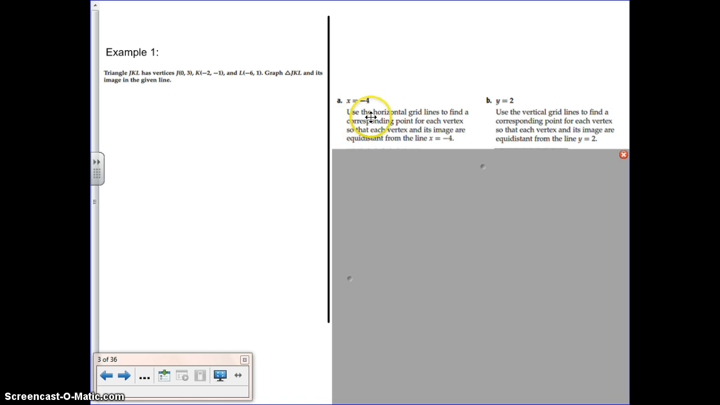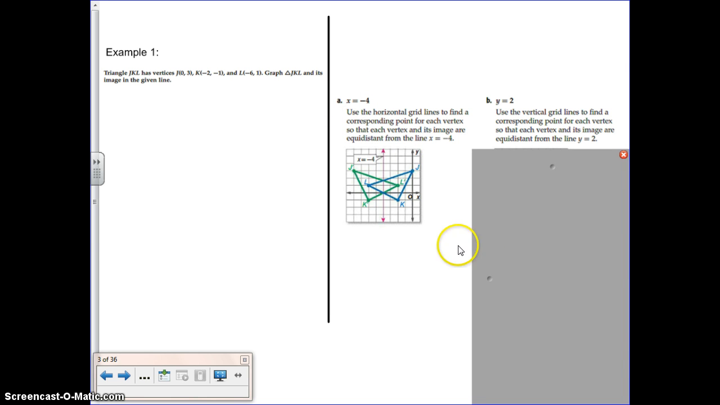For part A, we're going to use the horizontal grid line to find a corresponding point for each vertex so that each vertex and its image are equidistant from the line x equals -4. So what you first plotted, that we call the pre-image, and what you're about to reflect over this line, x equals -4, is the image. Your pre-image we just denote with the points J, K, and L. Our image has the little prime signs next to it. So over this line, you're going to count from J how many over to the right it was, and then a reflection over this line will go that far over to the left.